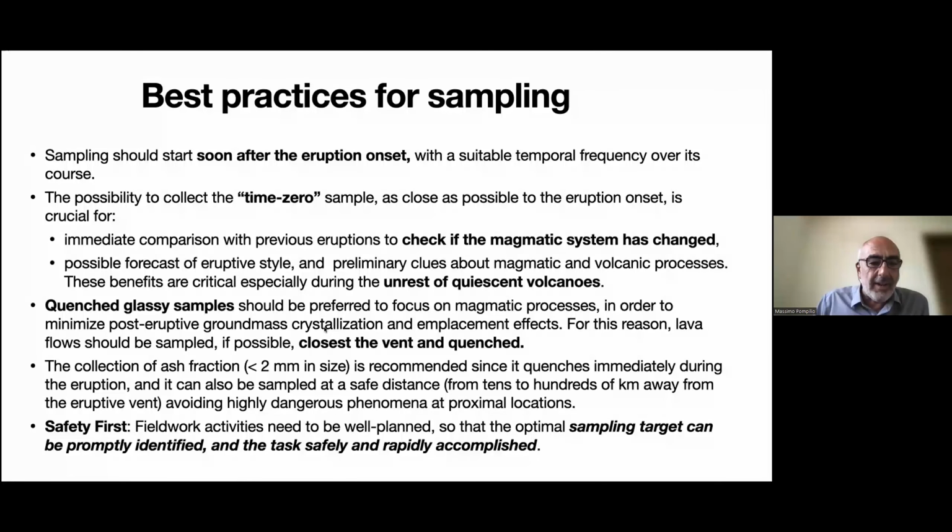And if possible, the lava should be sampled closer to the vent. This is good, for example, because it's a sort of snapshot of the magma erupted at that moment. But one of the problems, as I explained before, is that the magma should represent the juvenile fraction. Another problem is safety first. The fieldwork should be well planned, and all the sampling tasks should be accomplished safely and rapidly. This is very important.